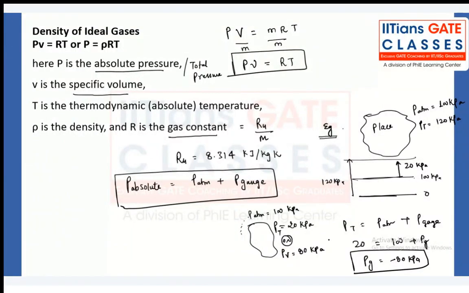Suppose you mention that at a particular location my total pressure is 120 kilopascal. Everybody can understand that atmospheric pressure is 100 kilopascal, and you are saying 120, which means more than atmosphere, so there is a positive gauge pressure. Are you getting my point? So gauge pressure can be negative, can be positive, but the total or absolute pressure will always be positive. Right? Please make a note of it.